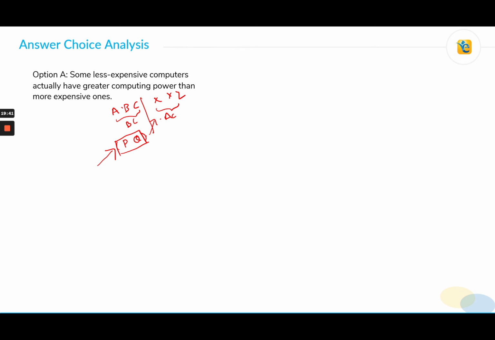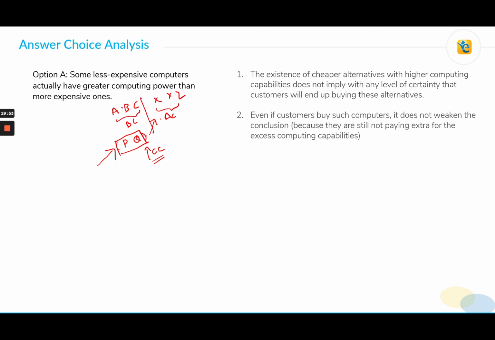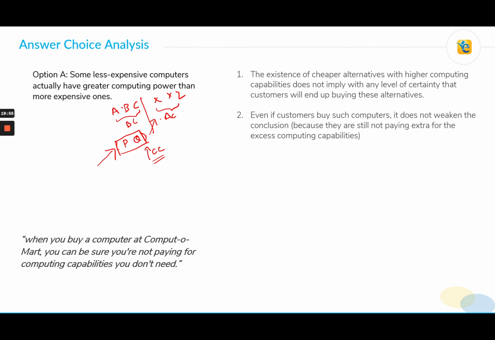Essentially, I bought a computer that has a higher computing capability than what I require, because P and Q have higher computing capability than even the expensive ones, X, Y, Z. Or in other words, as a customer, I am actually buying greater computing capability than I require. Therefore, it kind of goes against the conclusion. This might have been your thought process, but if you thought this way, then you have not thought through option A deeply. It's incorrect. Let me explain why.